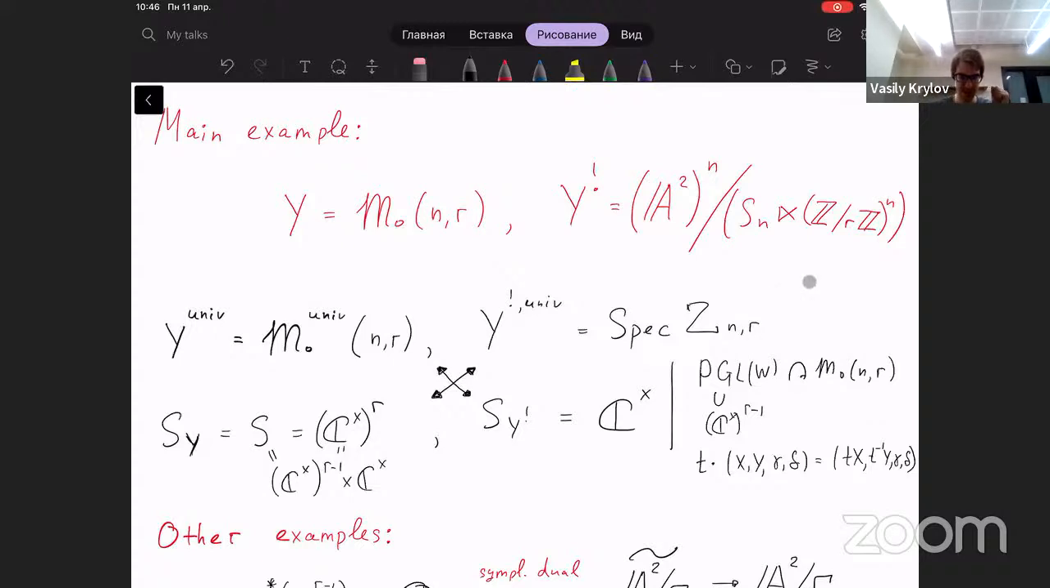Any questions about this example? The word reflection means a transformation which has an invariant space of codimension 1. Yes, exactly. That does not mean the square is equal to 1. For example, here, the generator of Z/rZ will be a reflection, but it will not have order 2.